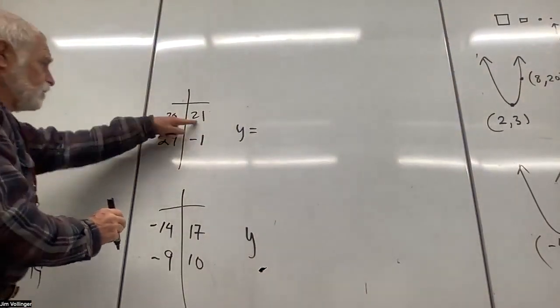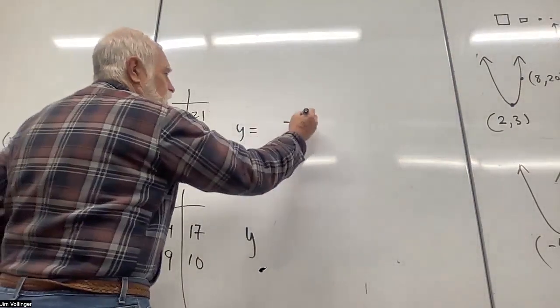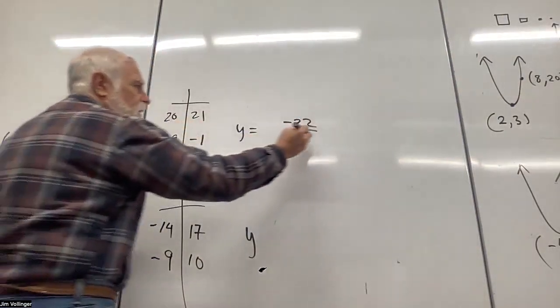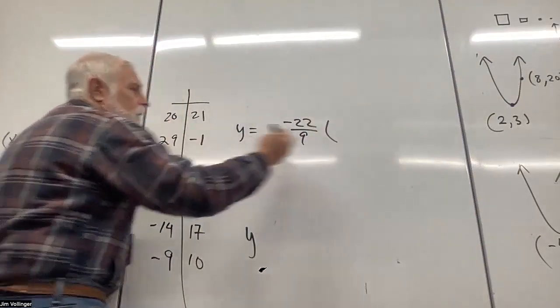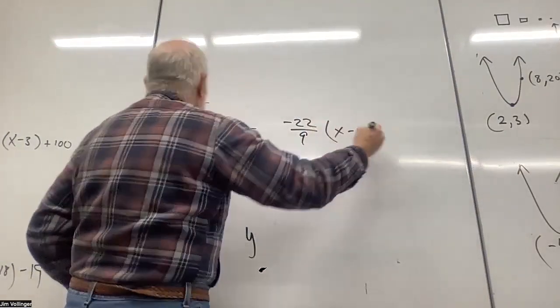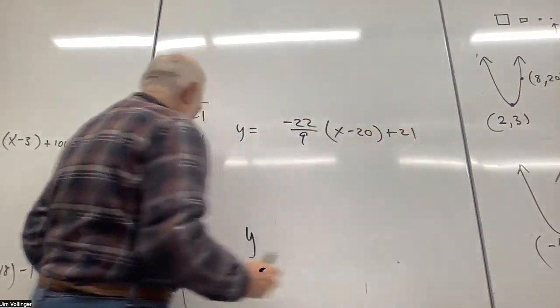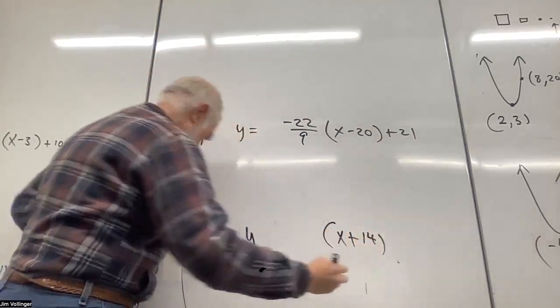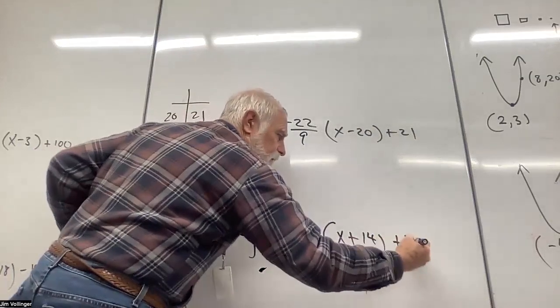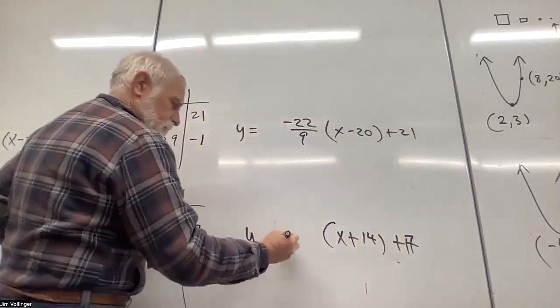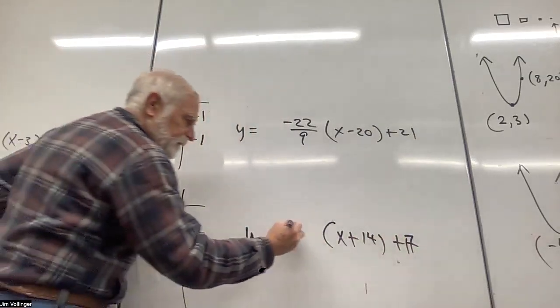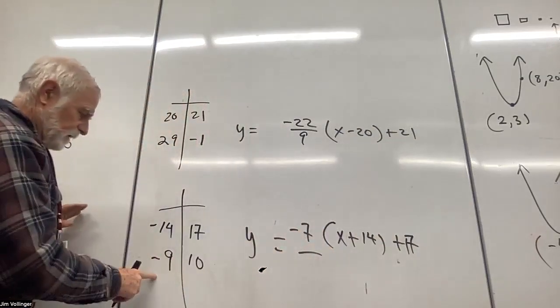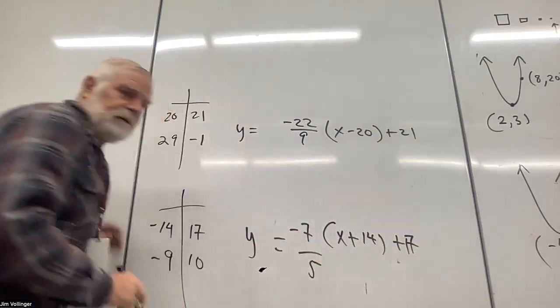All right, 21 to negative 1, I went down 22. Of course, it took me 9 units of change of X. X minus 20 plus 21. Linear, minus 14, I write plus 14. 17. Change in Y, 17 to 10, down 7. Minus 14, minus 9, up 5.